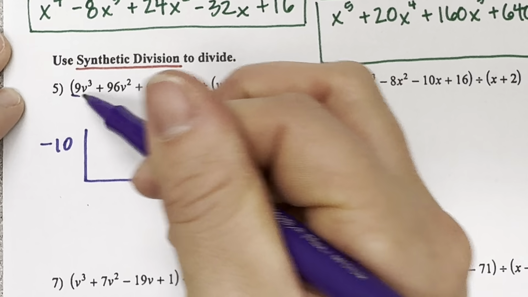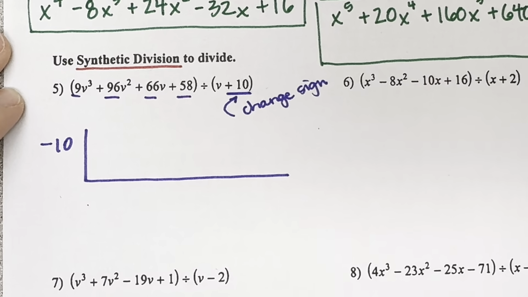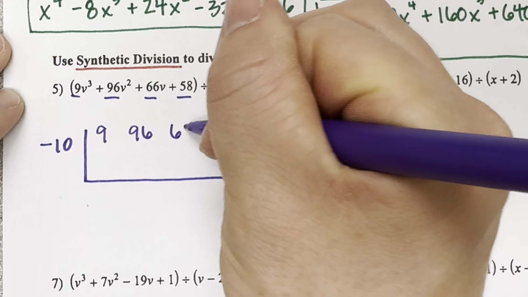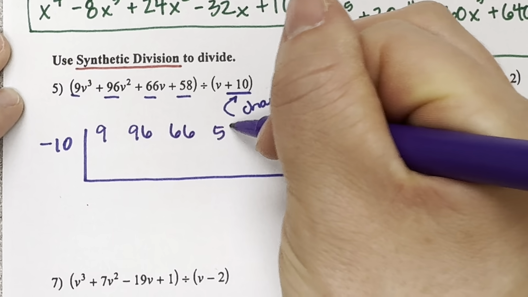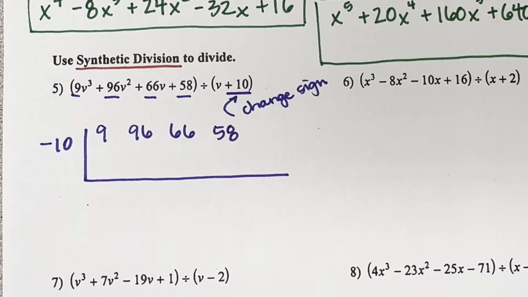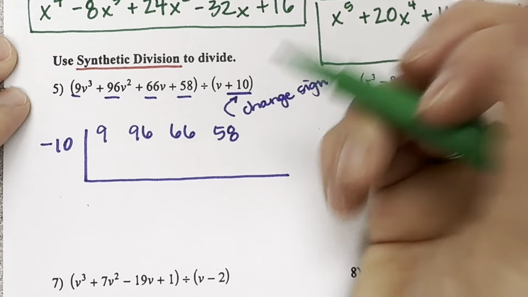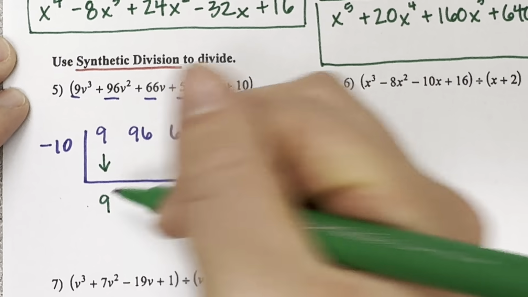So I can go ahead and just grab these coefficients. I don't want the variables right now. 9, 96, 66, 58. Okay, so now I just follow my pattern with synthetic division. Whatever number is first right there, you just bring it down.